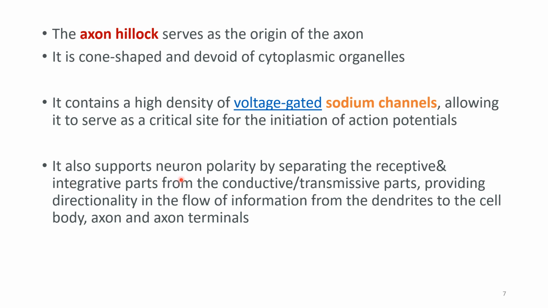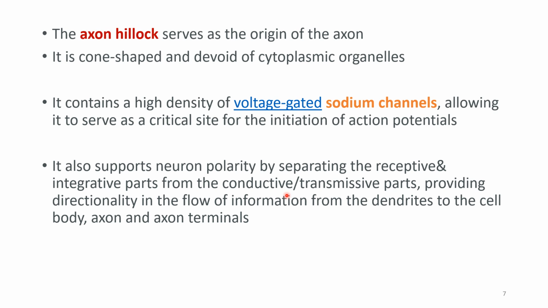And it also supports the neuron polarity. How? By separating the receptive and integrative parts from the conductive and transmissive parts. That is, receptive and integrative parts are on one side of the axon hillock, that is dendrites and soma. And conductive and transmissive parts, those are axon and axon terminals. They are separated. So the polarity is maintained.